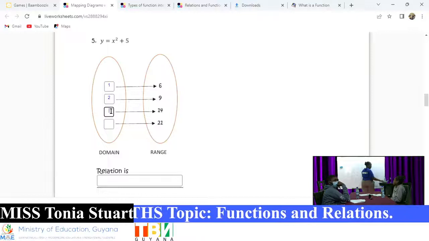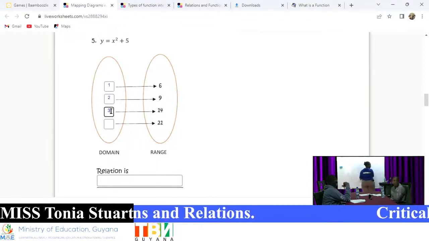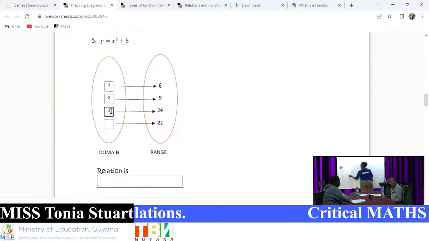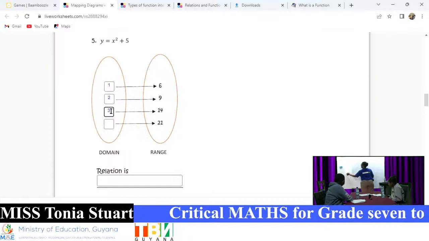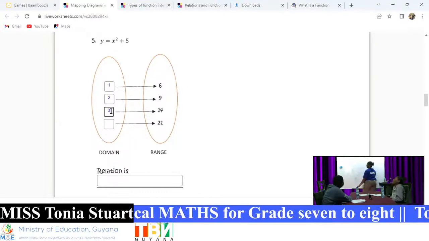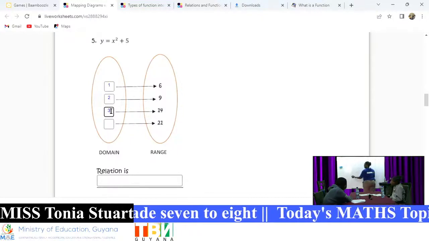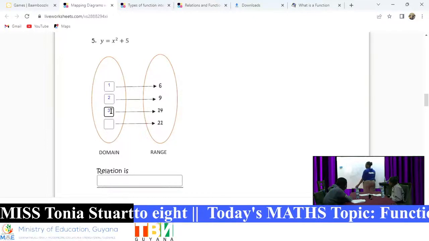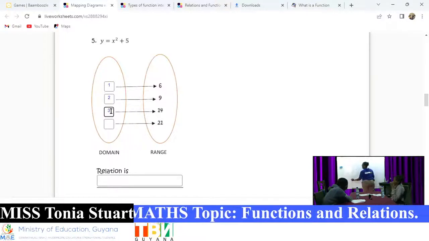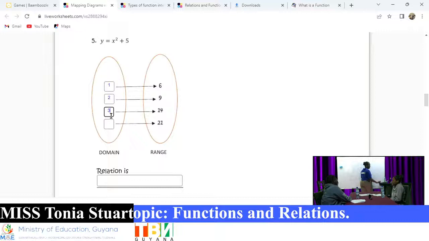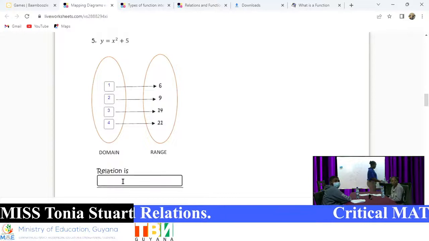What did Olivia say? I think it's 4. You think it's 4? What's the last one? 21. So 21 minus 5 is 16. Square root of 16. When you multiply by itself, you will get 16. 4. 4 fours. Good. Relation: 1 to 1. Sure, Aliyah? Yes.